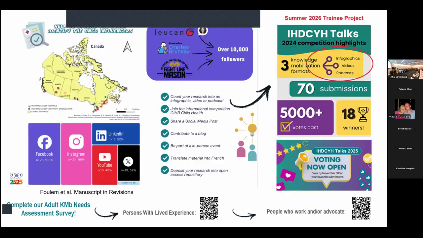And with that, we went to find out how they are disseminating knowledge. Everybody's on social media, so that would be number one in terms of dissemination. Number two is that they're contributing to blogs. So simplify your message, contribute to a blog. And third would be being part of an in-person event.